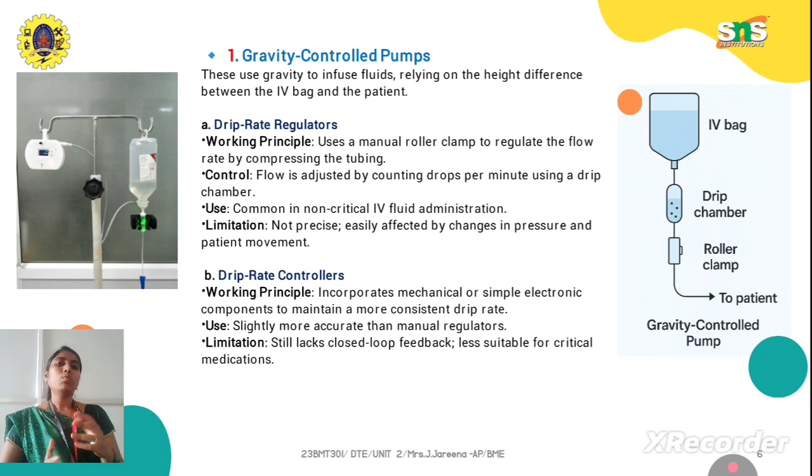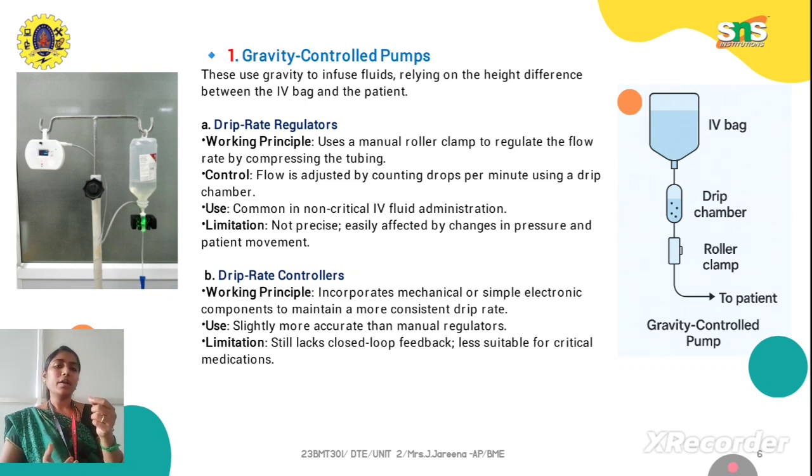Then only, because of gravity and the height difference, does the fluid from the IV bag slowly get into the patient. So what is the difference between drip rate regulators and drip rate controllers? In drip rate regulators we don't have many electronic components to monitor the drops per unit time. We have a roller clamp over the tube, with the help of which we can easily control the size of the tubing.